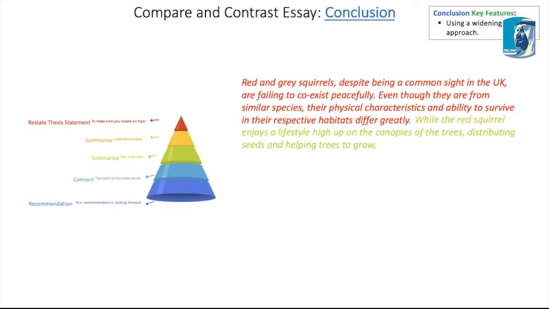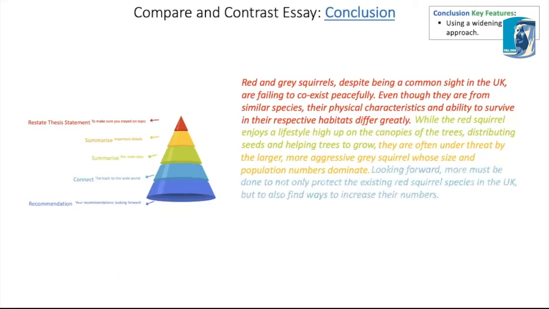So let's summarise some of the ideas and those important details that we put in. While the red squirrel enjoys a lifestyle high up on the canopies of the trees, distributing seeds and helping trees to grow. So remember some of that language we have used there to describe. We're now summarising this. It enjoys its lifestyle, the red squirrels, up in the trees, because it doesn't get hunted there. But they are often under threat by the larger, more aggressive grey squirrel, whose size and population numbers dominate. So that really was the summary of the entire essay.